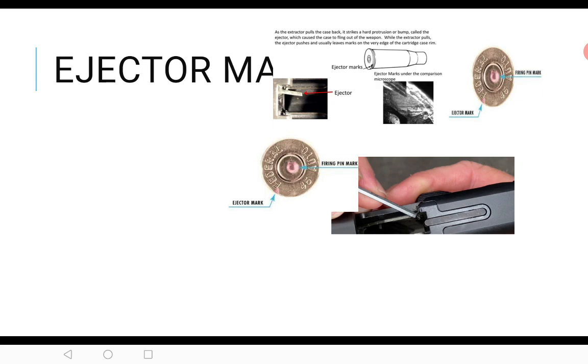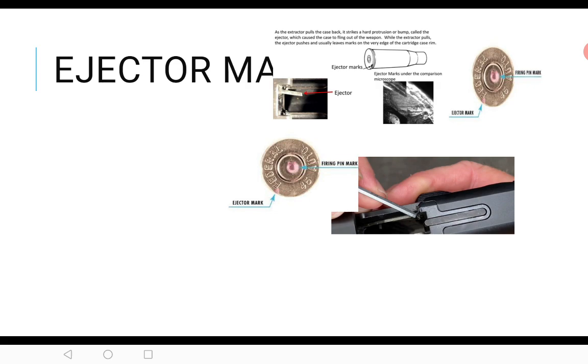Alright, so ejector marks, again, the extractor pulls the cartridge cases out of the firearm's chamber. As the cartridge case is pulled to the rear, it will be struck somewhere on an opposing edge by a part as seen below. That is called the ejector. The ejector is designed to expel the cartridge case from the action of the firearm.